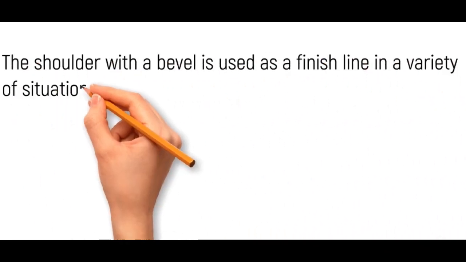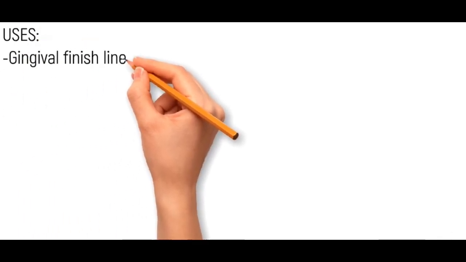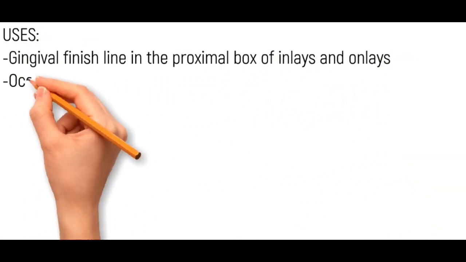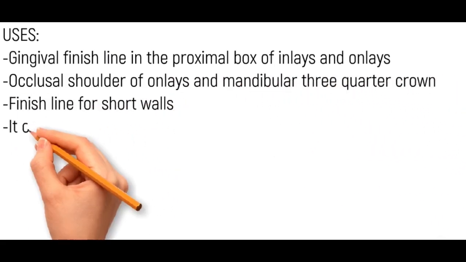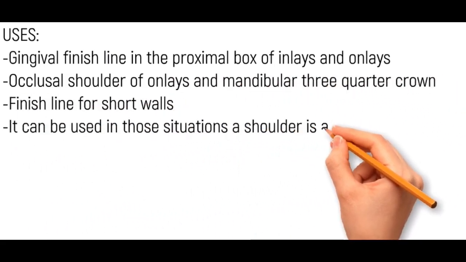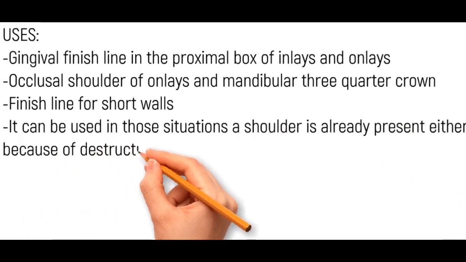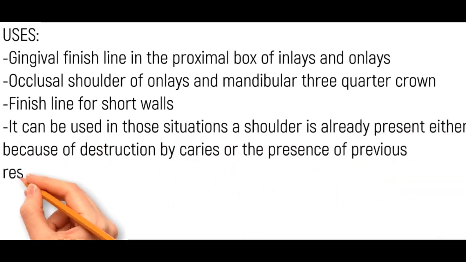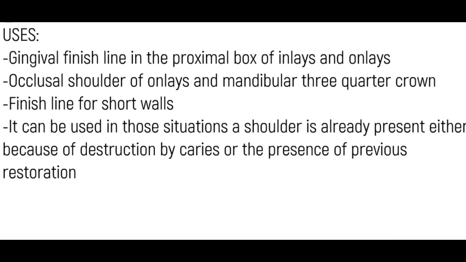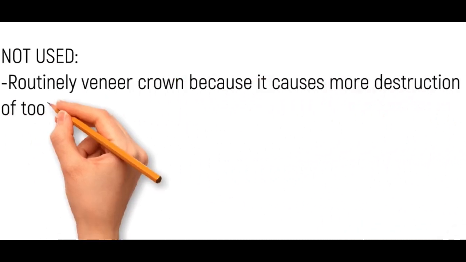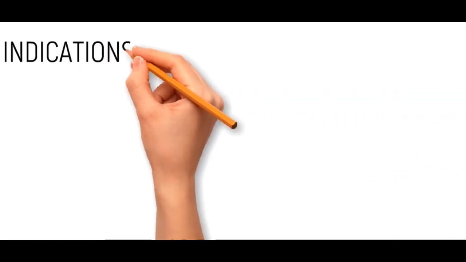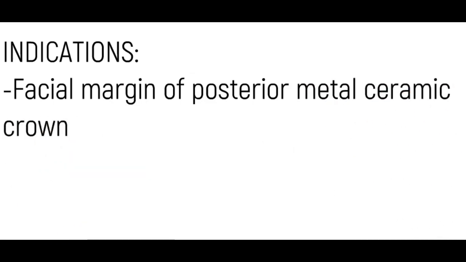Now it is a finish line that is used in a variety of situations. Uses include gingival finish line in proximal box of inlays and onlays, occlusal shoulder of onlays and mandibular 3/4 crown. Finish line of choice for short walls, it can also be used in situations where a shoulder is already present, which is either destroyed by caries or any previous restoration. It is routinely not used in veneer crown because it causes more destruction of the tooth. And the indications include facial margin of posterior metal ceramic crowns.